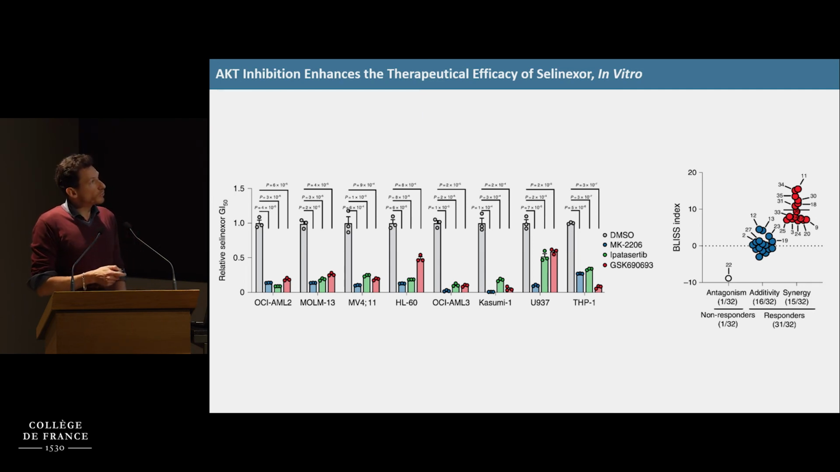We validated those results in primary patient samples. We found that 99% of the patients tested were responsive to the combination of selinexor and AKT inhibition. Out of this 99%, in 50% of these patients, we found this combination being additive, and in the other half of the patients, this combination was synergistic.